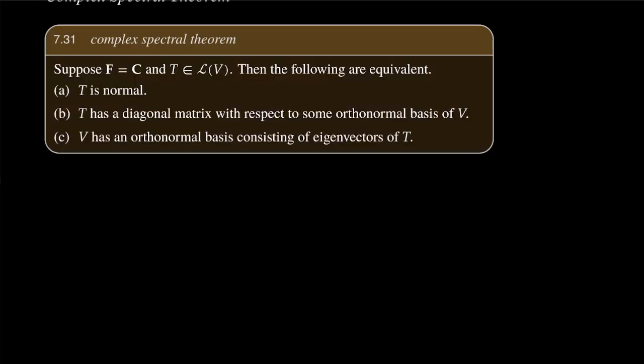Okay, the complex spectral theorem. Basically the exact same as the real spectral theorem, one tiny difference. Instead of self-adjoint, in the complex case we're going to assume that T, our operator, is normal, and we're going to say the following things are equivalent. That T is normal instead of self-adjoint, and then the rest of the claims are exactly the same. T is a diagonal matrix with respect to some orthonormal basis of V, and then V has an orthonormal basis consisting of eigenvectors of T. All of those things are the same.